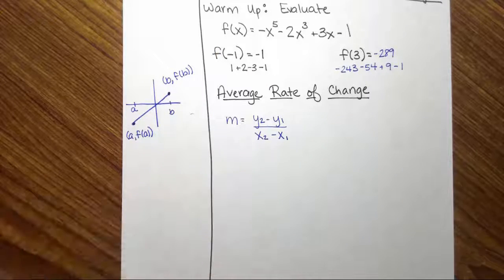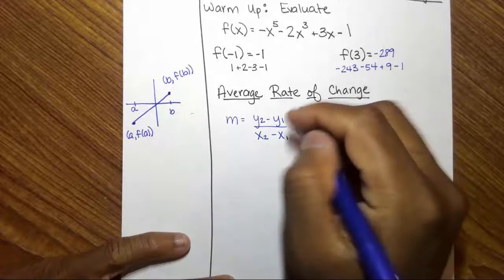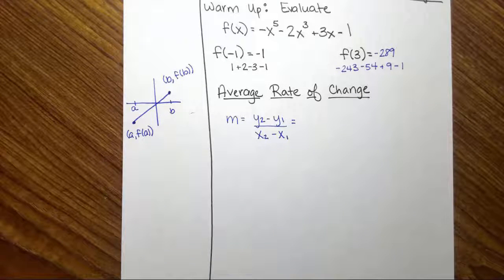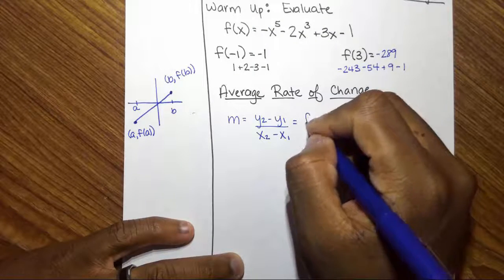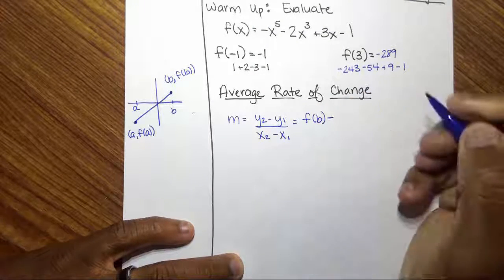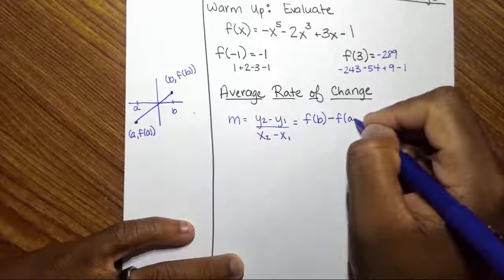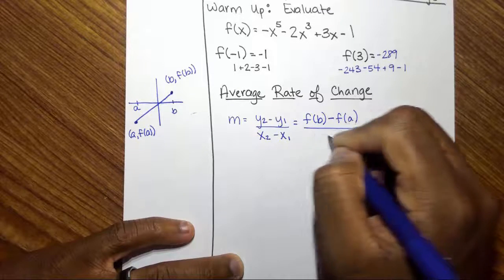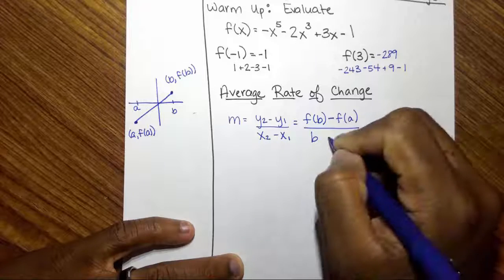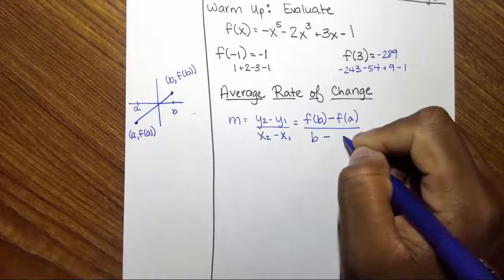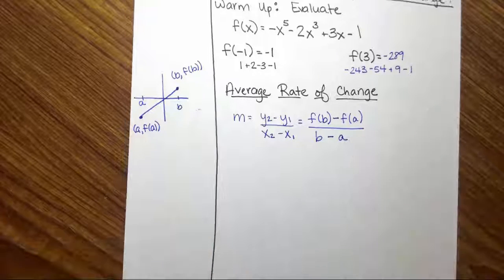When I look at these 2 points A and B, what is the slope between those 2 points? How do you calculate that slope? Do we have 2 points? Yes. So we do what? We say it was y2, which is f of B, minus y1, which is f of A, over x2, which is B, minus x1, which is A. So this is another way to write the slope. That's how we're going to find the average rate of change.